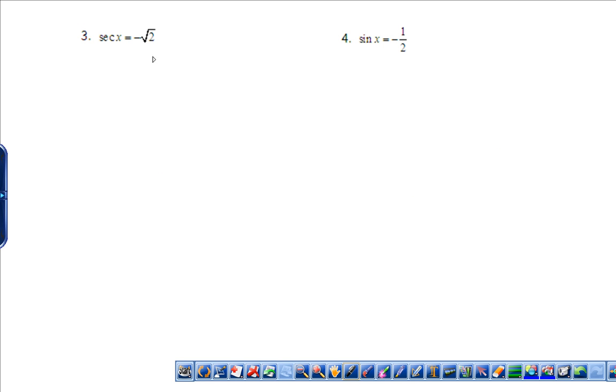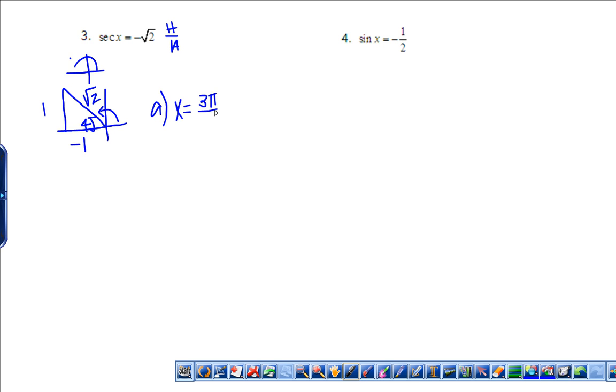Okay, when we're looking at secant, remember secant is hypotenuse over adjacent, and this is the opposite of cosine, so we need to look at the top, and this is going to be built on the left side. So hypotenuse is going to be root 2, and it looks like my negative is going to fall here, and this is going to be 1, so I've got a 45-degree angle. So I need to know what gives me this angle. It can't just give me this, so what gives me that? That's going to be x equals 3 pi over 4 plus 2 pi n.